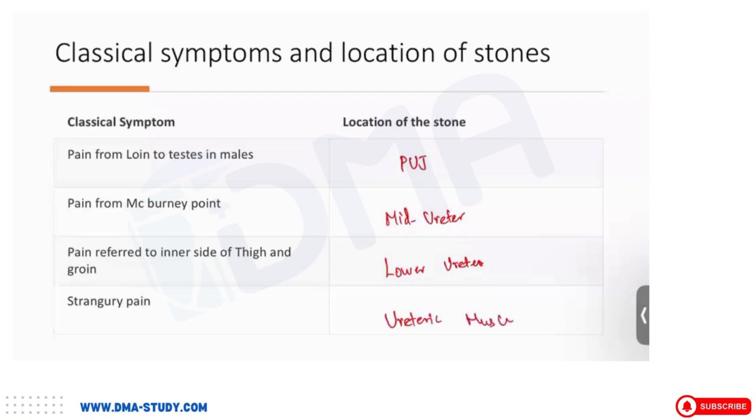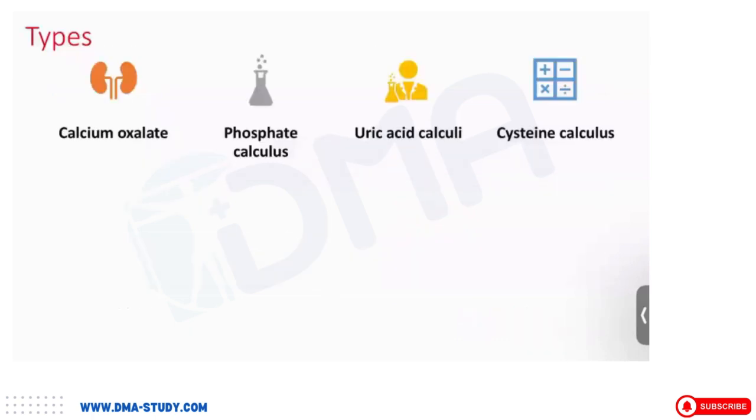Loin to testis, it's the PUJ. Pain from McBurney's point, mid-ureter; inner side of thigh, lower ureter; and strangury pain, the ureteric musculature. Now, types: the most common type is calcium oxalate.